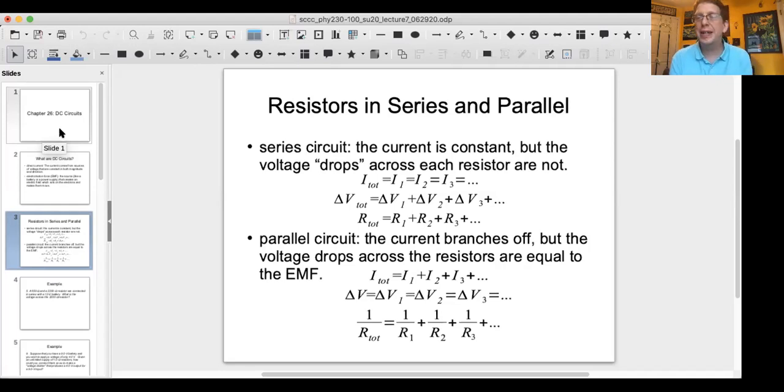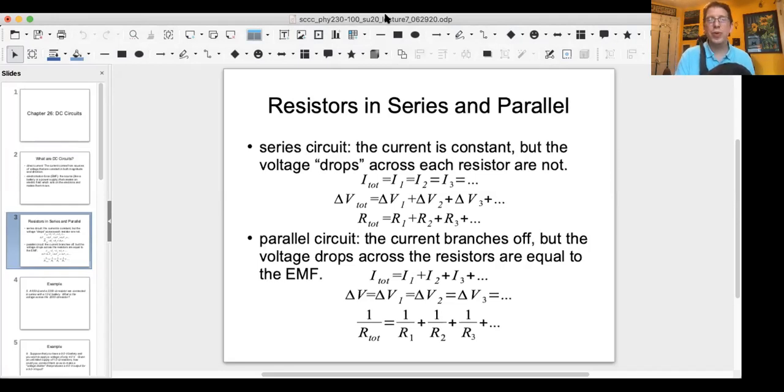Another way of thinking about that is thinking about the relationship from the last chapter between resistance and resistivity. R is equal to rho times L divided by A. You can think that when you're connecting resistors in series, you're increasing the length, which increases the resistance. When you connect resistors in parallel, you're increasing the cross-sectional area, which decreases the resistance. So it's another way to visualize what's going on.